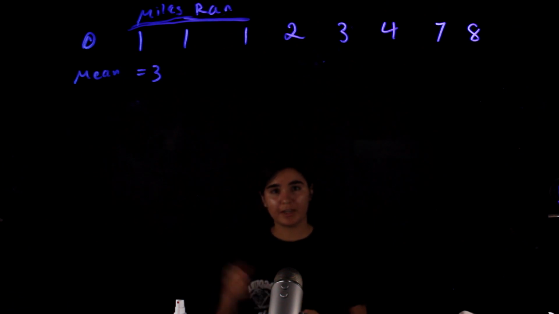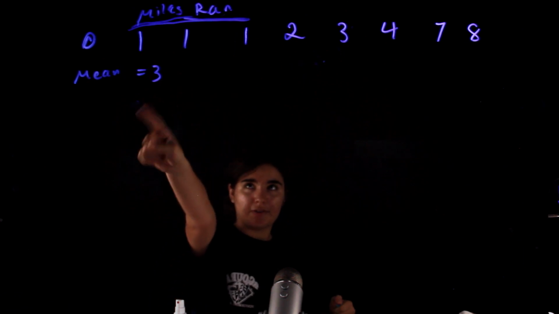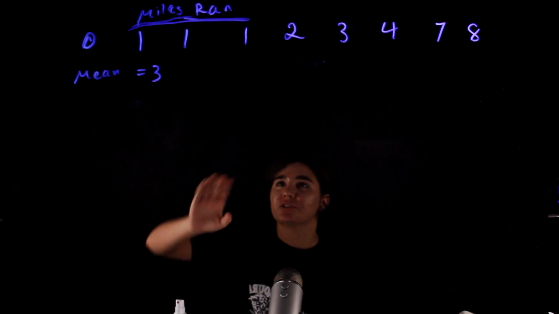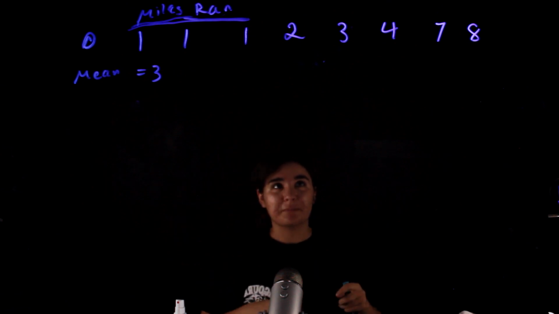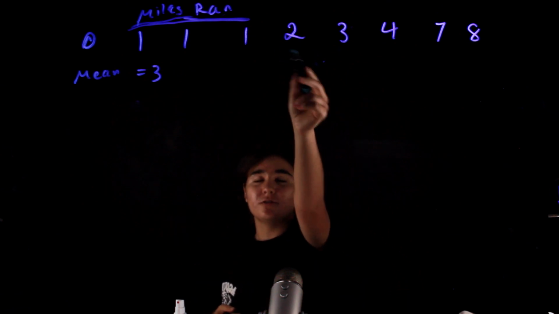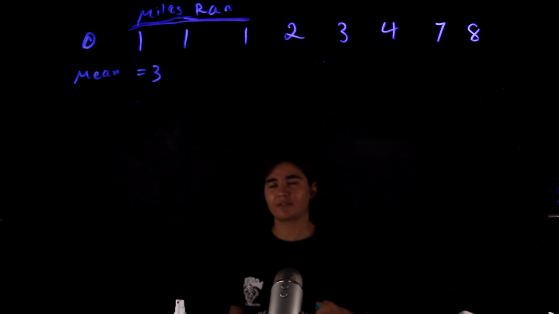So you get the data and you want to analyze the data. You find the mean, which turns out to be 3. You can find the mode, right? It's the number that repeats the most, so it's 1. You can find the median, it's the middle number, so that would be 2 in this case. You can do all that stuff.